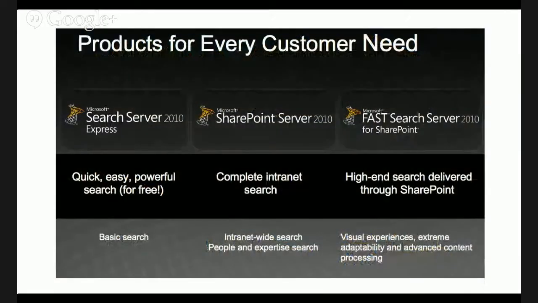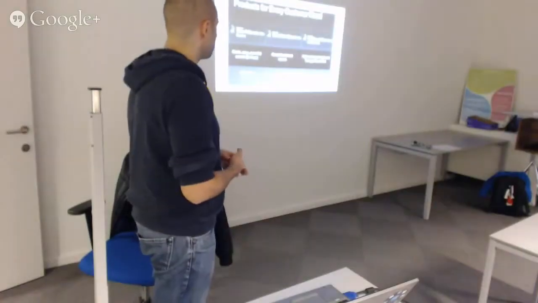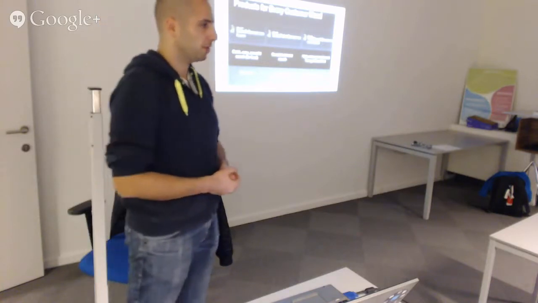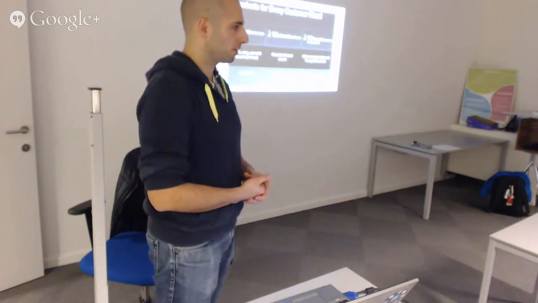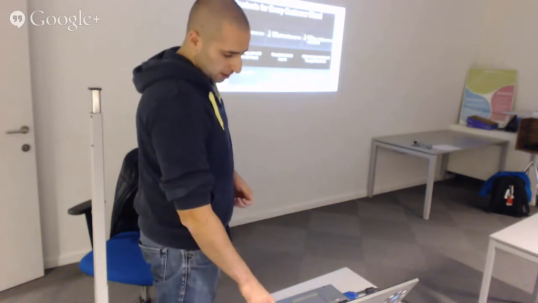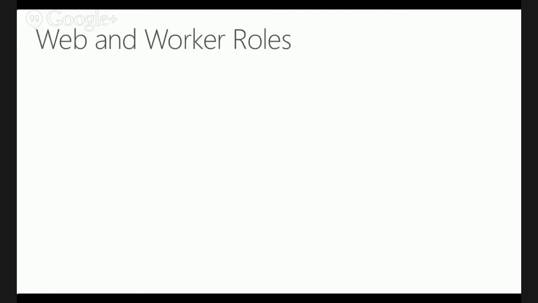So besides Bing, there's SharePoint, of course, products for every customer's needs. And one of the components of SharePoint is a fast search server. This is a search platform built on top of and built for SharePoint. So it could be useful in a few scenarios, but not typically for the things we'll want to use and build search for. And then Microsoft started out with the Azure platform.